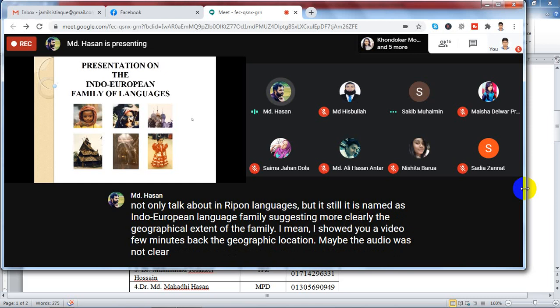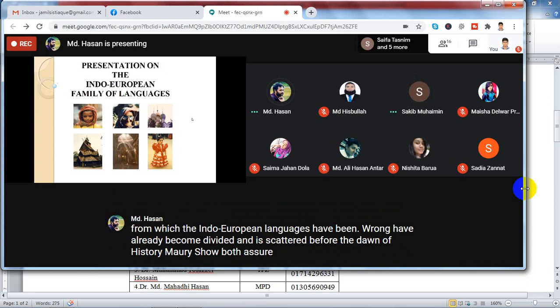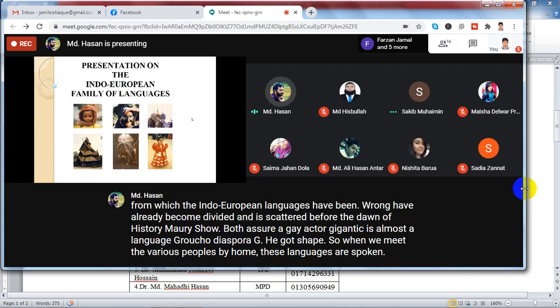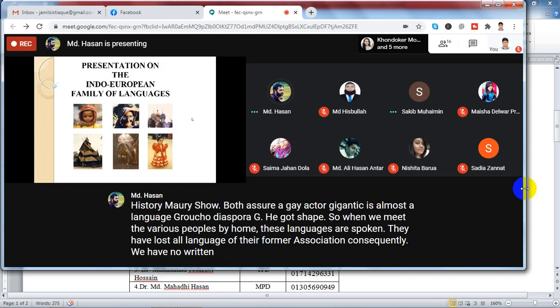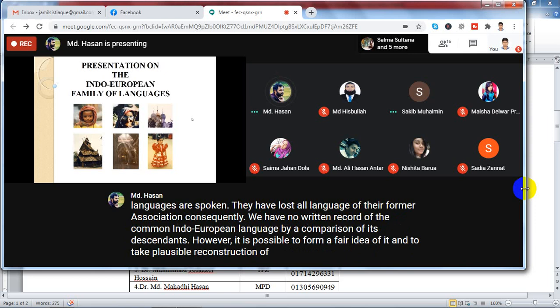The parent tongue from which the Indo-European languages have sprung had already become divided and scattered before the dawn of history. Meaning, before civilization began, all the languages spread out from this one place, okay? So when we meet the various peoples by whom these languages are spoken, they have lost all memory of their former association. Consequently, we have no written record of the common Indo-European language. By a comparison of its descendants, however, it is possible to form a fair idea of it and to make a plausible reconstruction of its lexical inflections. Meaning to say, to understand this better, we have to know its branches.